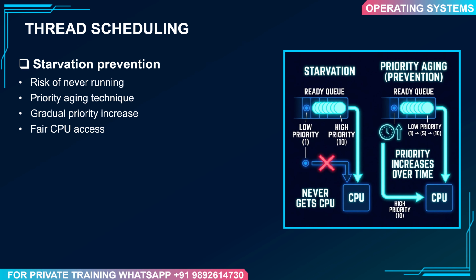At the same time, the scheduler must avoid starvation. Starvation happens when a thread never gets CPU time because others always get chosen first. To prevent this, schedulers often use techniques like priority aging, where the priority of waiting threads gradually increases over time.